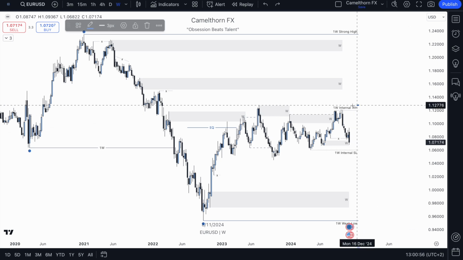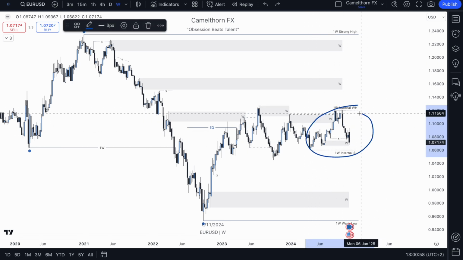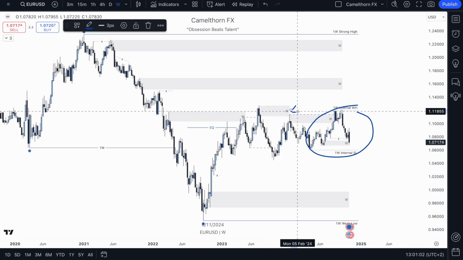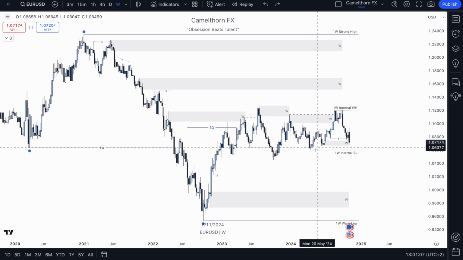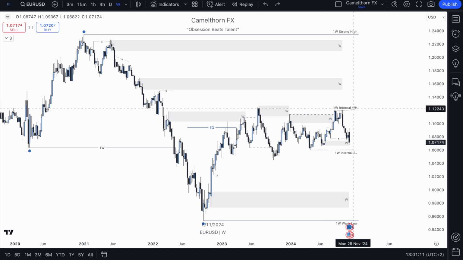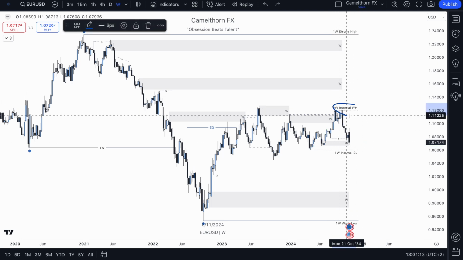The only difference with mapping your internal structure like I have in here, having applied the FTC model, is that you would now be following price action a little bit closer, and therefore you would now have a bullish internal range where the anticipation would be a violation of this internal week high.